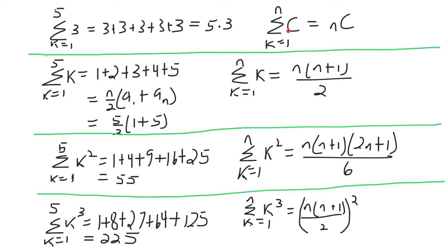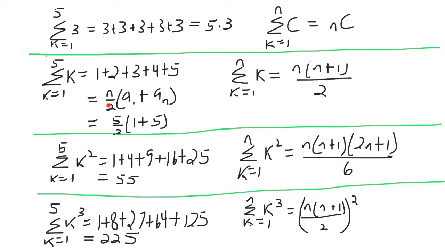So in general, if you have a constant, C for a constant, and you have n different terms, each term will just be C. So the answer will just be n times C, 5 times 3. If you go from 1 to 5 and it's just a k, nothing else, you plug in 1, 2, 3, 4, 5. That's a nice arithmetic series right there.